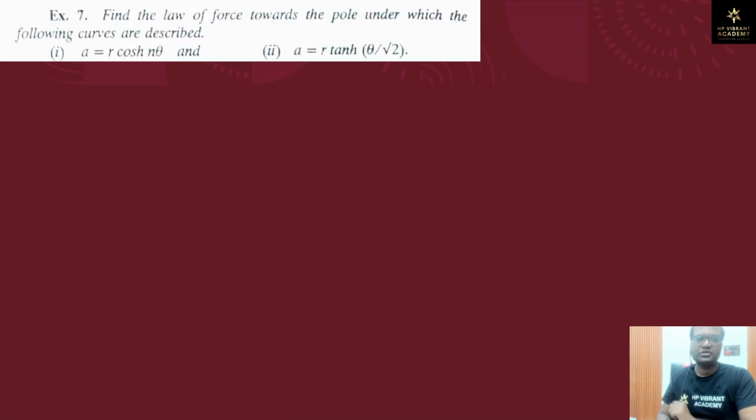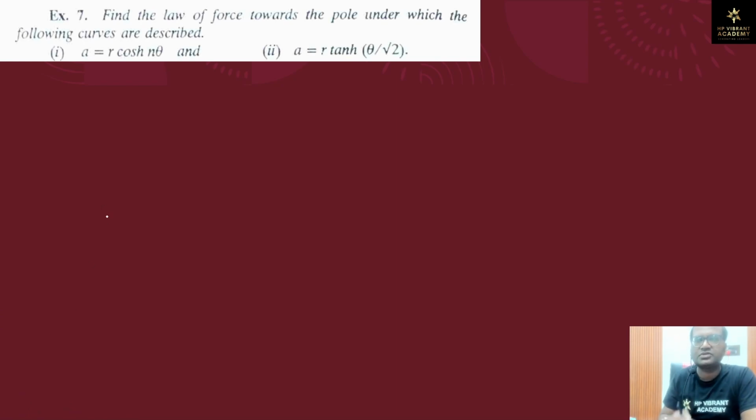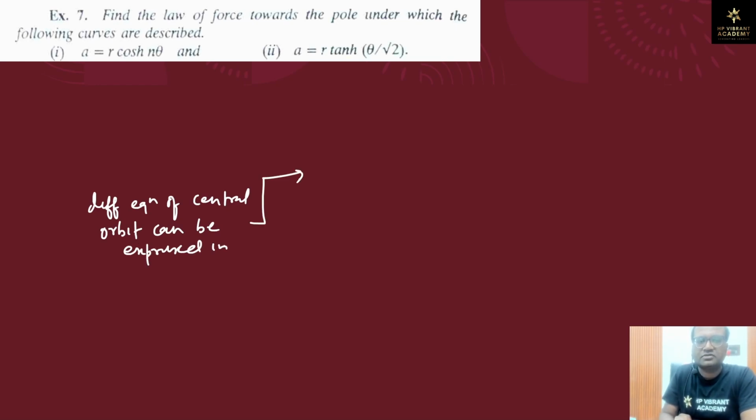Okay, so what we have seen in the previous set of lectures is that the differential equation of the central orbit can be expressed in two forms. The first form is the polar form and the second one is the pedal form.